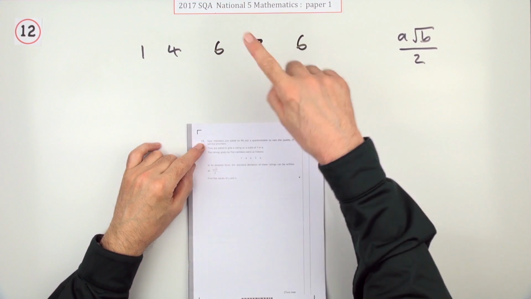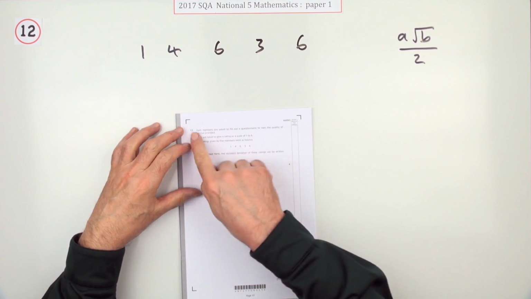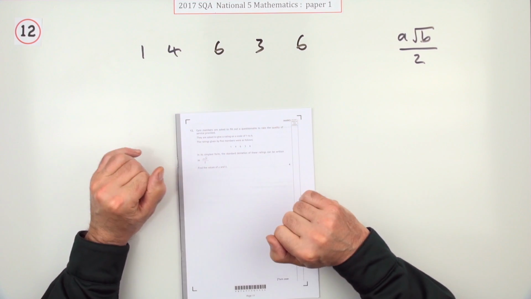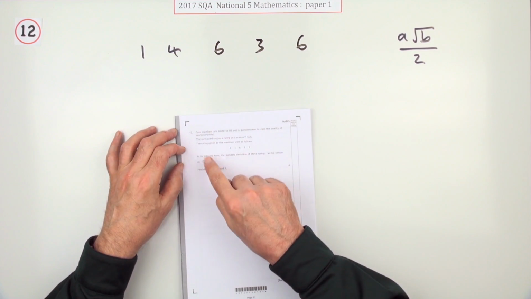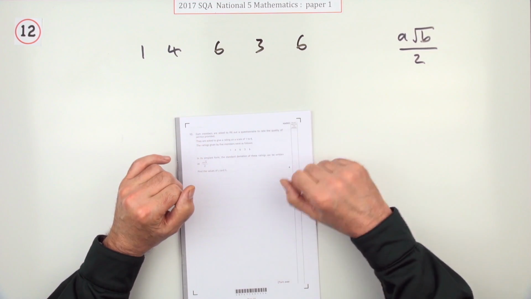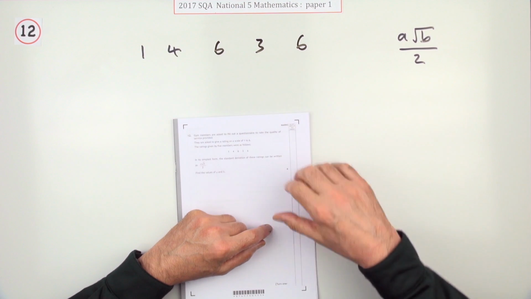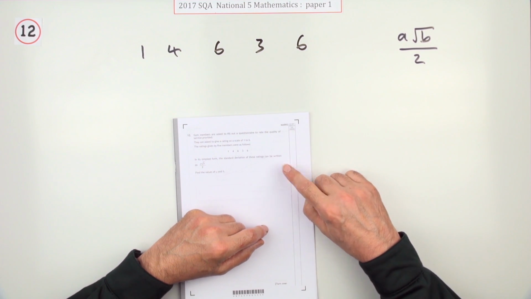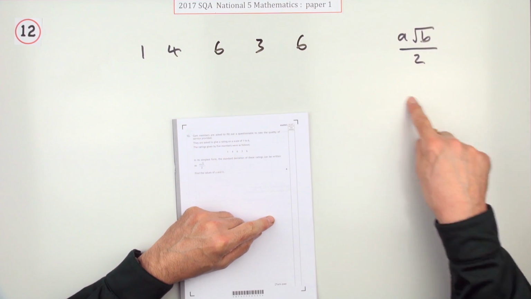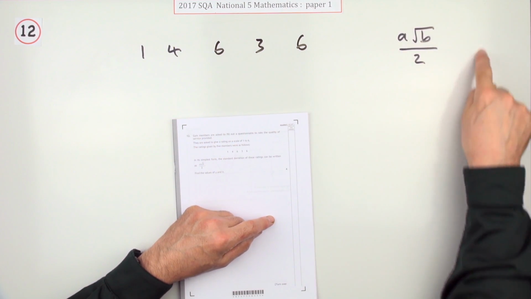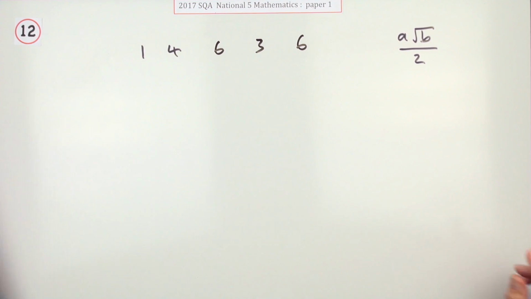Number 12 from paper 1 of the 2017 National 5 exam. Standard deviation. You expect that in paper 2. But you can get it in paper 1 if it turns into a little extra surds question when you do the square root at the end. So it shouldn't be too bad because you've got small numbers there. 4 marks for getting the standard deviation of these 5 numbers, but you have to write it in this form. And you'd have to, I presume, state the values of a and b once you've got them.